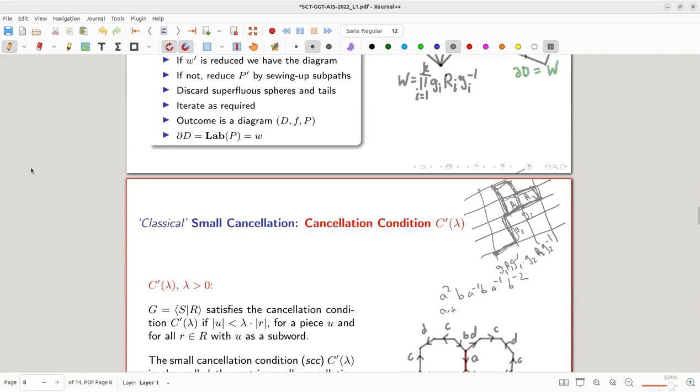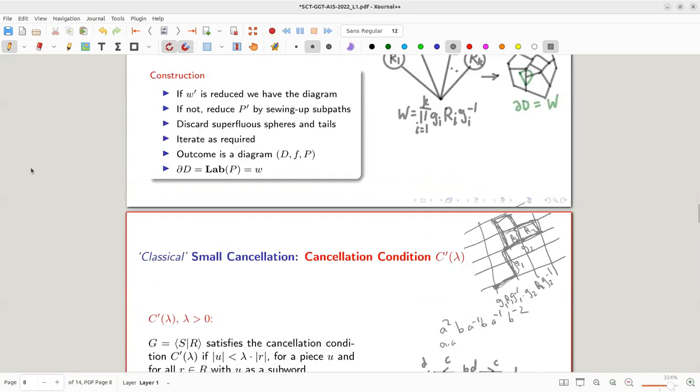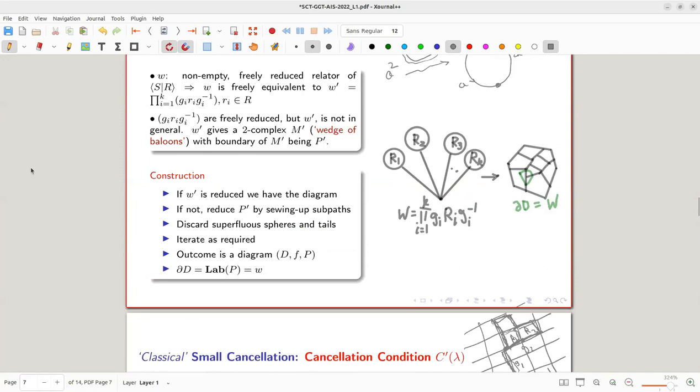this figure. This thing I am essentially calling the wedge of balloons. And then after all these simplifications between these conjugates, we get this thing.